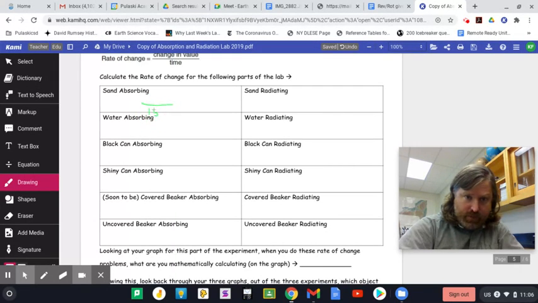Because each section was over 15 minutes, right? We heat it up for 15 minutes, and then we're going to cool off for 15 minutes. So all 12 of these are going to be something over 15 minutes. So what is that something? Well, it's how much did the value change? How much did the sand heat up?